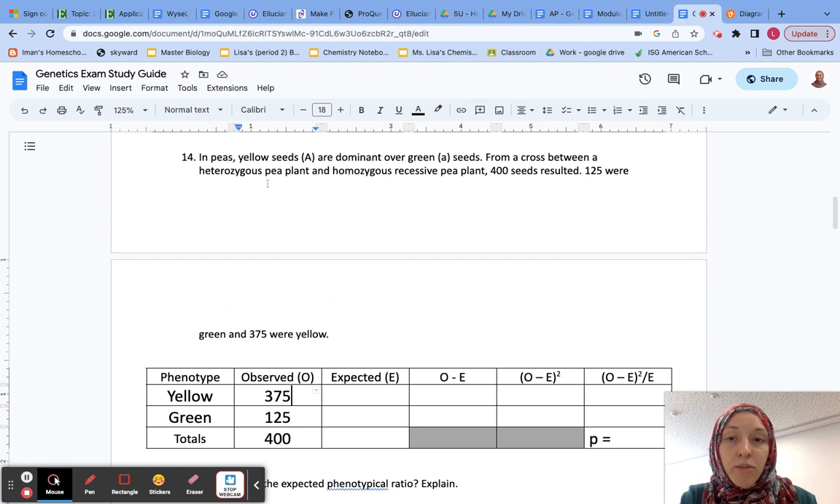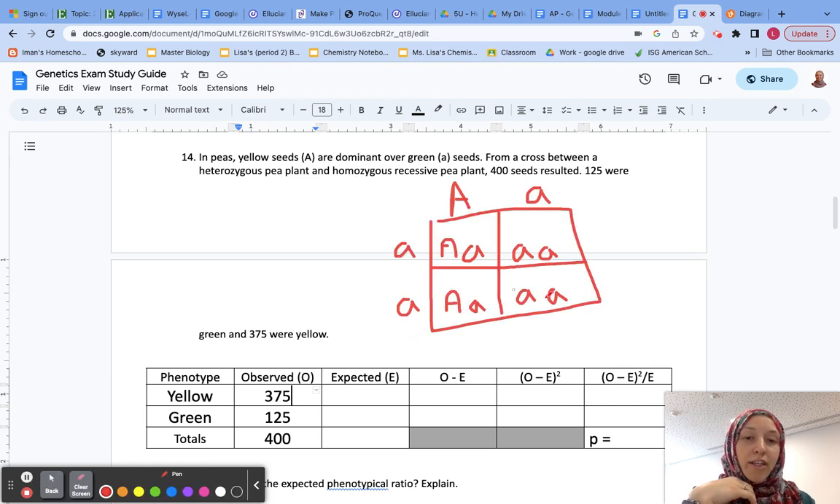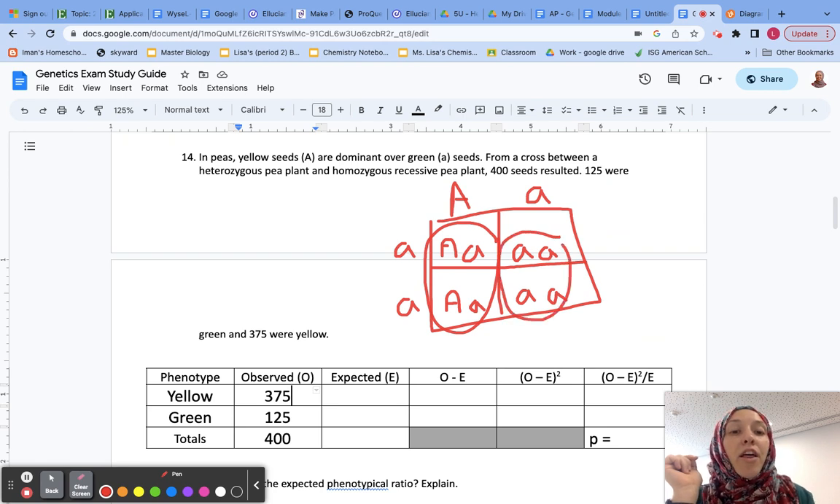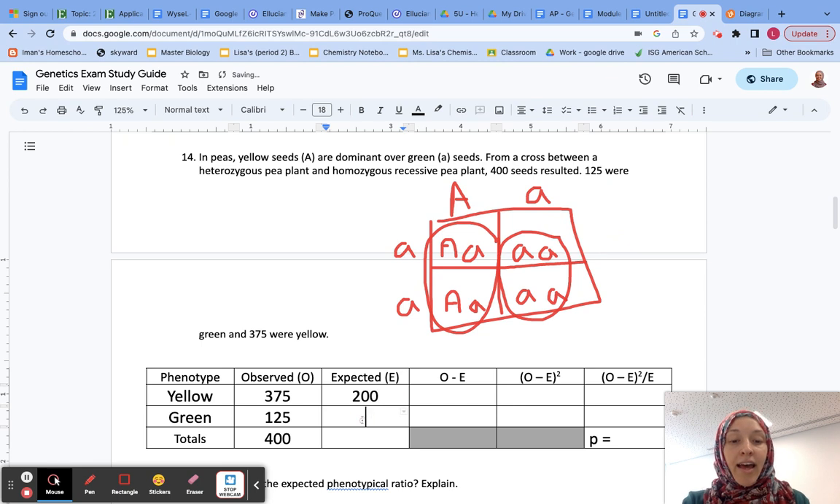In this case, my Punnett square is between a heterozygous pea plant and a homozygous recessive. If I look here, I'm going to expect 2 out of 4 to display the dominant trait of yellow and 2 out of 4 to be the recessive trait of green. So I'm going to expect half and half of my seeds to be green and yellow. If my total is 400, half of 400 is 200, and I would expect 200 green. And my totals should be the same for both columns.